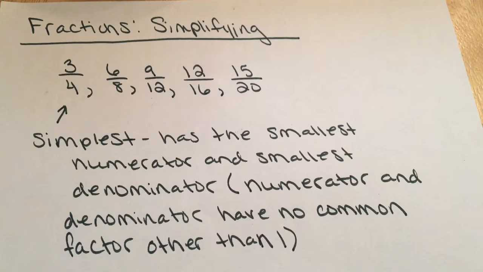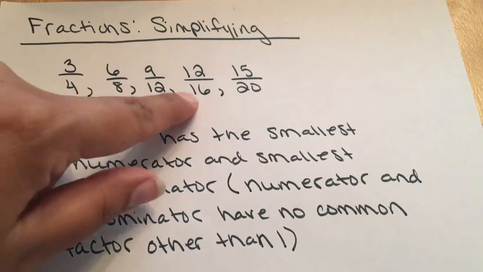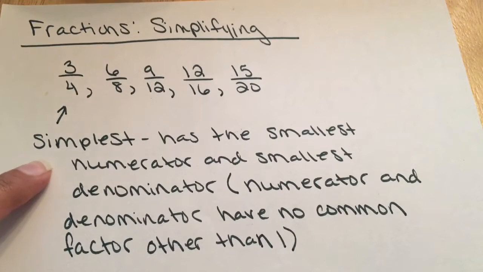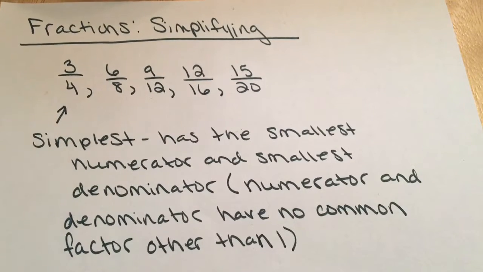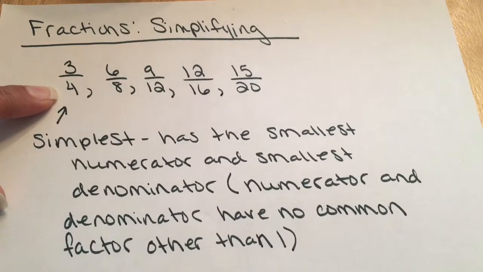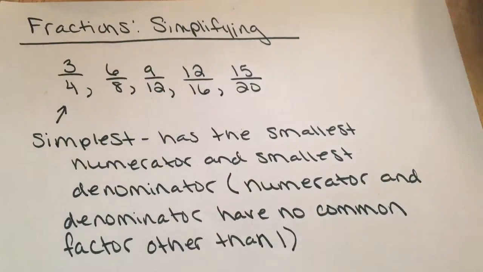So now let's get into simplifying fractions. The first thing we have to notice here is 3/4, 6/8, 9/12, 12/16, and 15/20 all mean 3/4. However, 3/4 is going to be the simplest form. That means it has the smallest numerator and smallest denominator. Or if we think about this, the numerator and the denominator have no other common factor other than 1. So we need to be aware that when we simplify fractions, we're constantly thinking about their common factors.